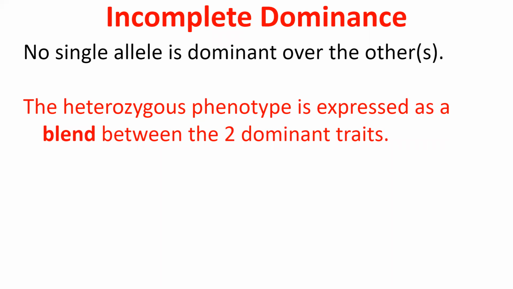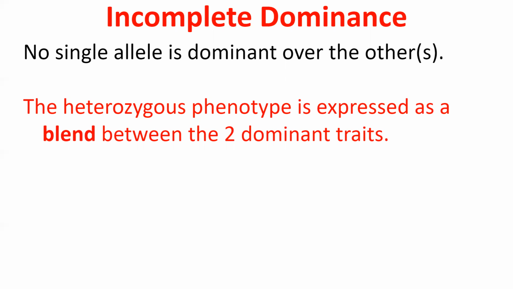Actually, I should have put it in the packet. Maybe above codominant. Can we just go right above codominant for incomplete dominance? And put heterozygous is a blend. So this is where you'd have a red flower and a white flower making what? Pink. Okay, so you would get a blend.